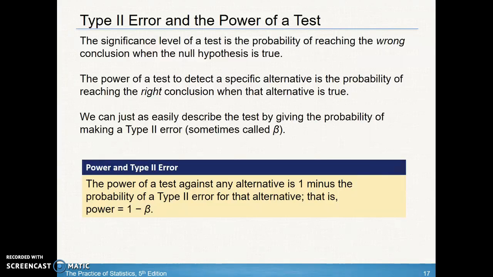We can also describe the test by giving the probability of making a type 2 error. Okay? So a type 2 error would be saying we failed to reject it. So that would be like if the potato chip man accepts the shipment that has 11% bad potatoes. So if we took 1 minus the probability of making a type 2 error, which we call beta, that's a beta, that letter there, that's equal to the power of the test.